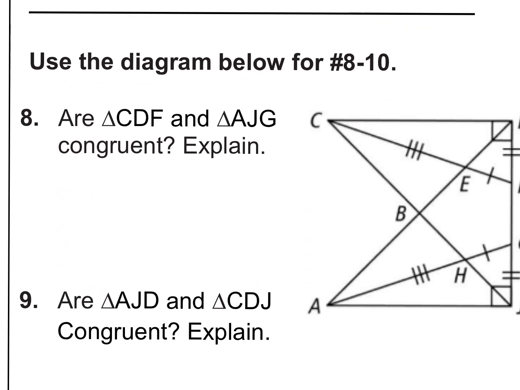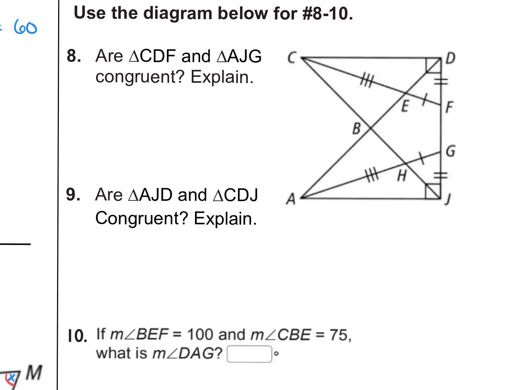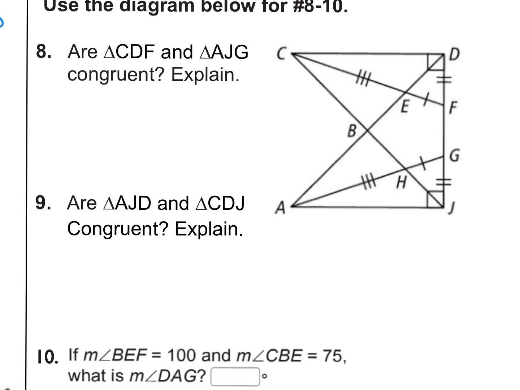Numbers 8 through 10 is using the same diagram. Notice we have a lot of overlapping triangles here. Okay, so let's look at number 8 first. It wants us to know if CDF, if it helps, outline. Okay, it wants to know if this triangle is congruent to this triangle here.